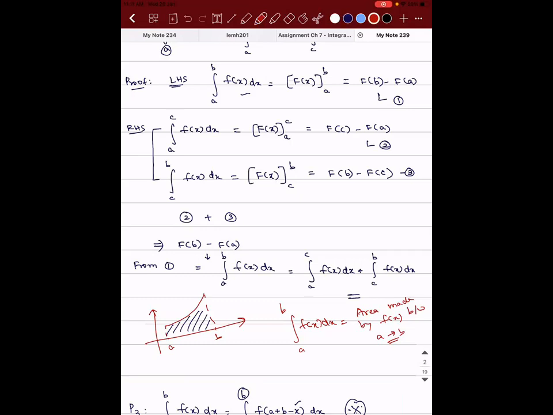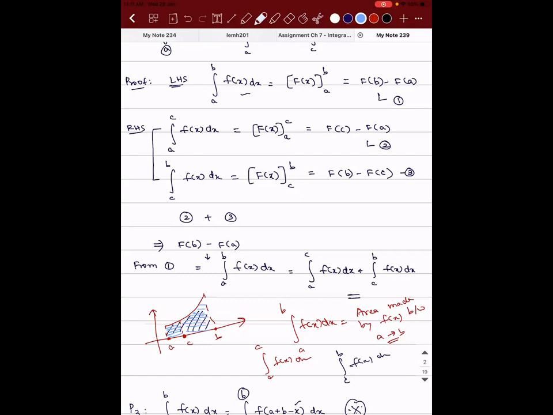Now, if I take a point C here, if I draw it something like this, then what does integral of A to C f of x dx tell us? Area made by f of x between A to C. What does integral of C to B f of x dx tell us? Area made by f of x between C and B, sir.